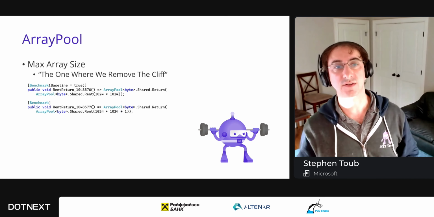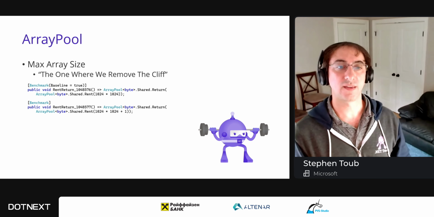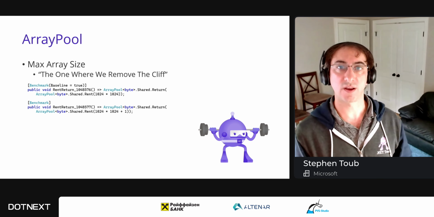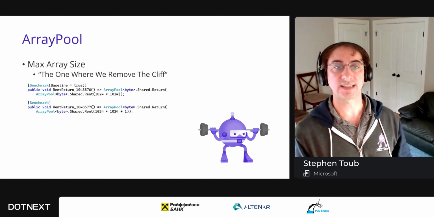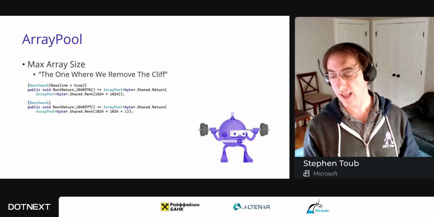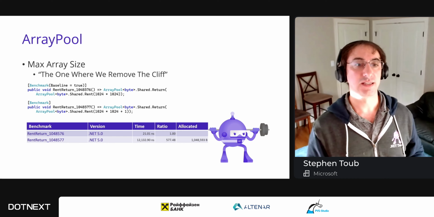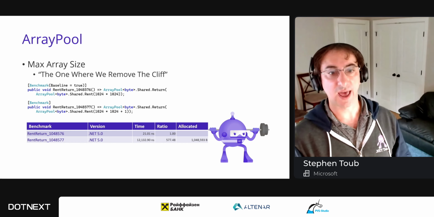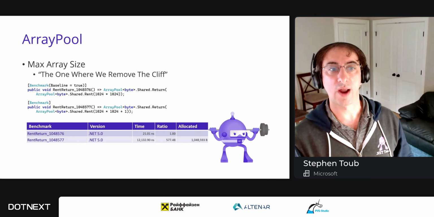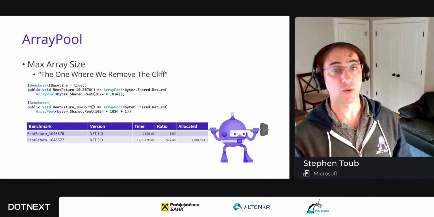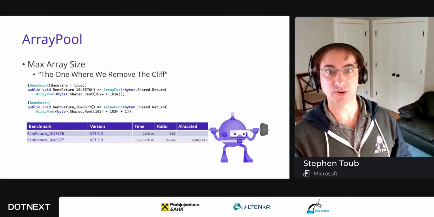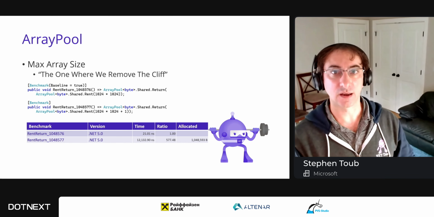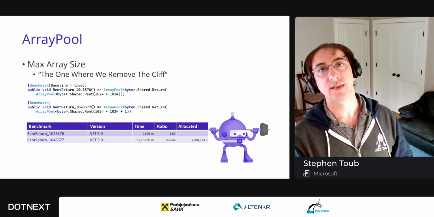We can see where that dragon lives with this benchmark, where I've got one method that's asking for an array of 1024 times 1024 bytes, and then one that's asking for an array of 1024 times 1024 plus 1. And when I run this, we can see that on .NET 5, the difference between these is staggering. The .NET 5 numbers look okay. We're taking about 21 nanoseconds to rent and return this array, and it wasn't allocating anything. But with this 1 byte larger array, it's about 600 times as expensive, and it's allocating a megabyte on every call. And this is because there was a cliff.